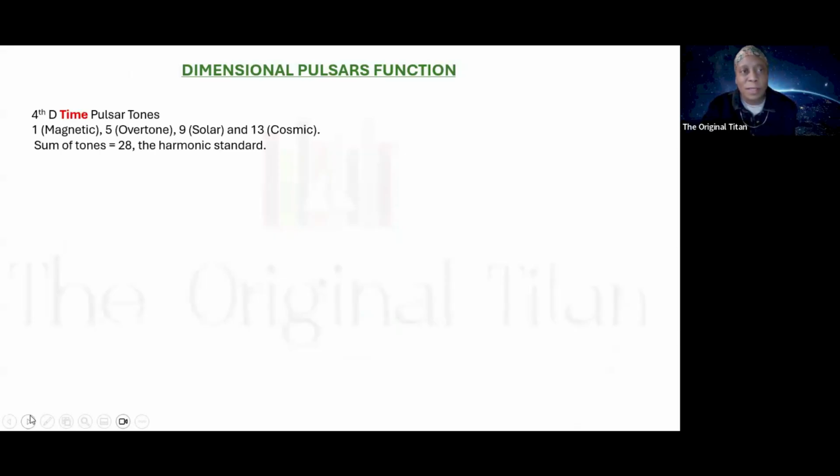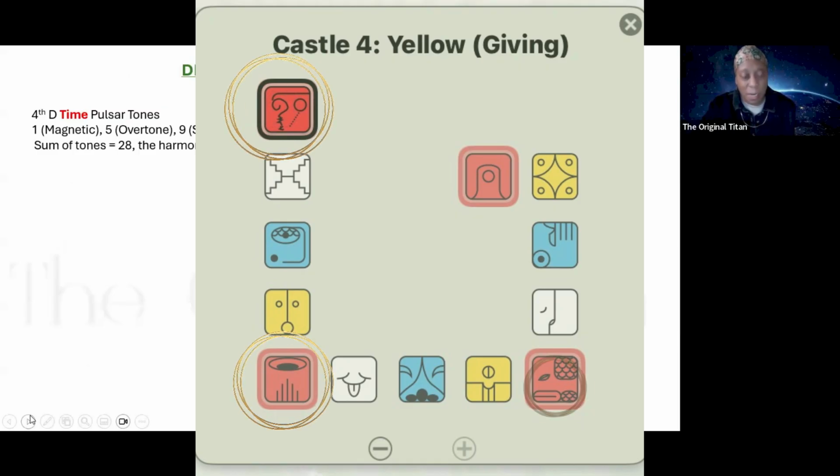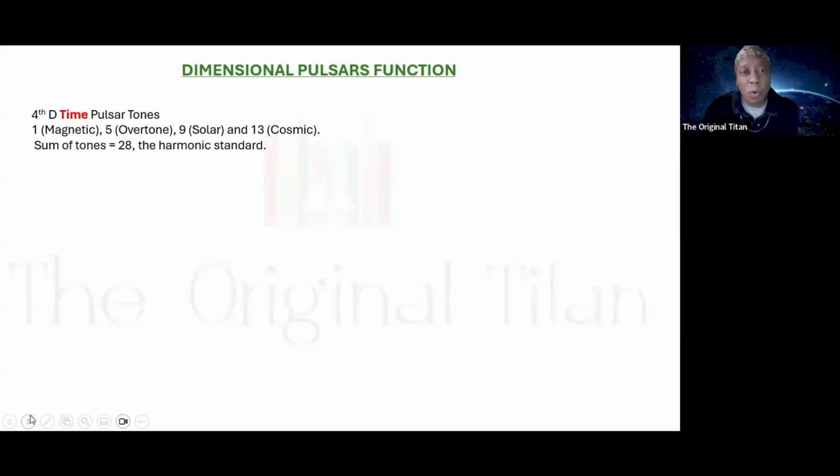When we look at the four time dimensions, which we know that there are four on a pulsar, when we say time, life, sense, and mind. Looking at the fourth time dimension, we see the magnetic, the overtone, the ninth solar, and the 13 cosmic. All of that adds up to 28, which is a harmonic standard. Now, you might say, what do I need those numbers for? Well, that's going to be a part where we're going to add more meat to the bones down the road. But for right now, you want to get an idea of what time consists of.